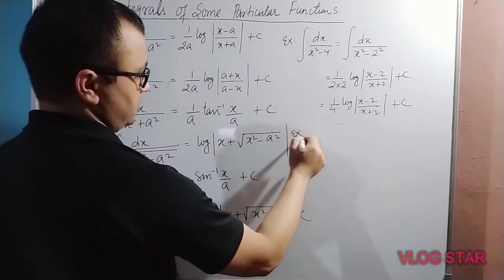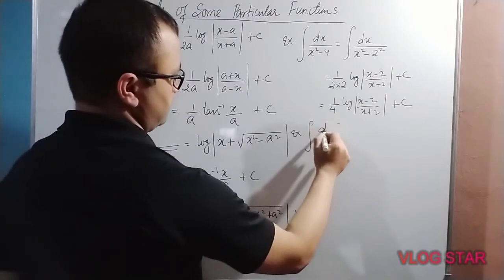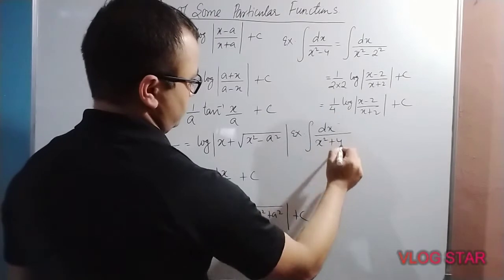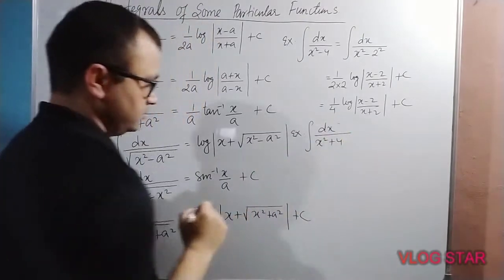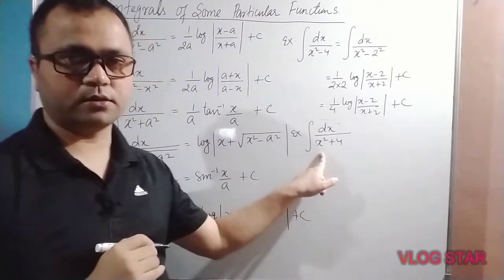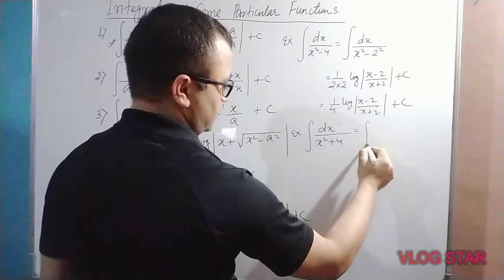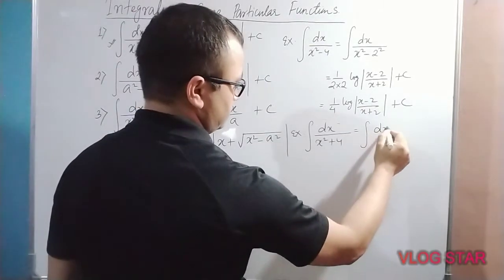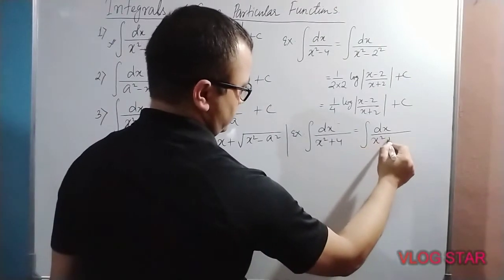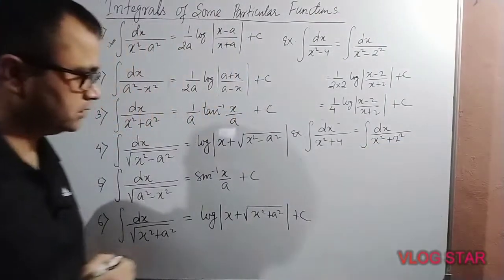Now we can take another example. Suppose we have dx by x square plus 4. First make it into a particular or standard function. So this will be integration of dx by x square plus 2 square, since 4 is the square of 2.